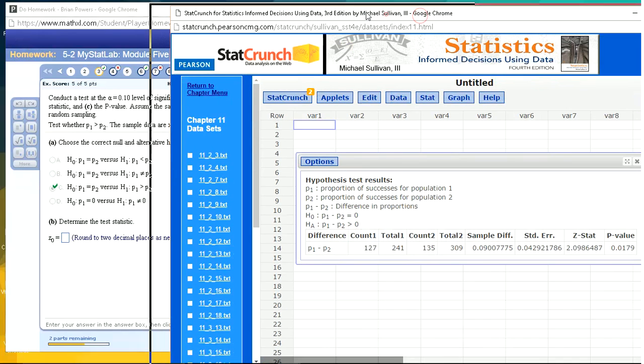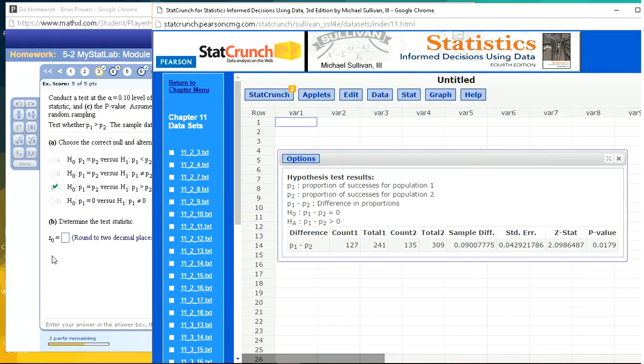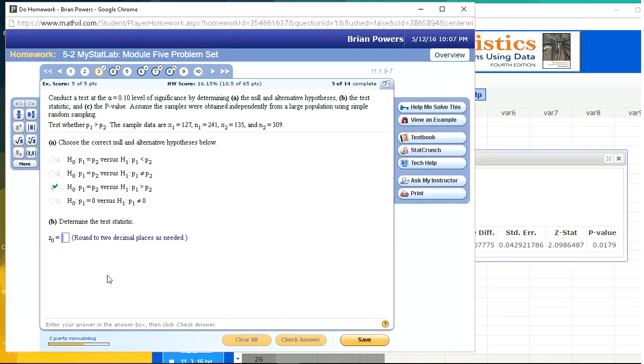We got a Z statistic and a p-value. That's all we need. The Z statistic, 2.098, rounded up, it's going to be 2.10. And the p-value to 3 decimal places, it's 0.0179, rounded up to 0.018.